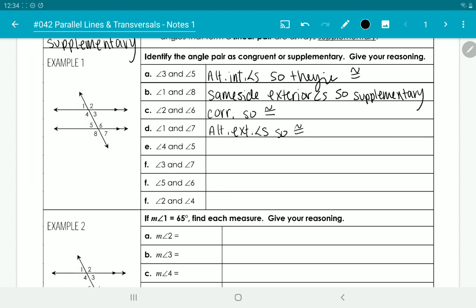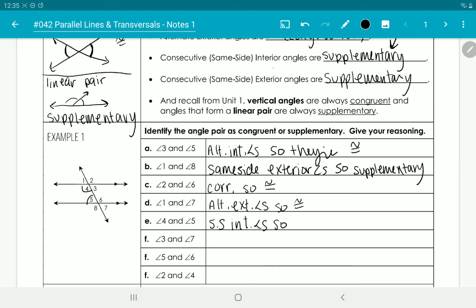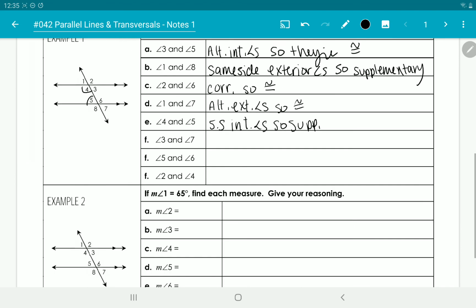Okay, 4 and 5. Those are on the same side of the transversal, so they're going to be same side. Okay, and they're in between the two parallel lines, so they're same side interior angles. So if you look up here, same side interior are supplementary. And again, I'm just going to put SUPP.